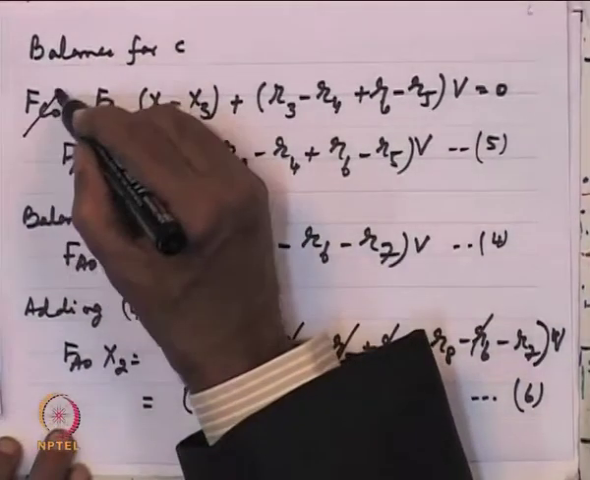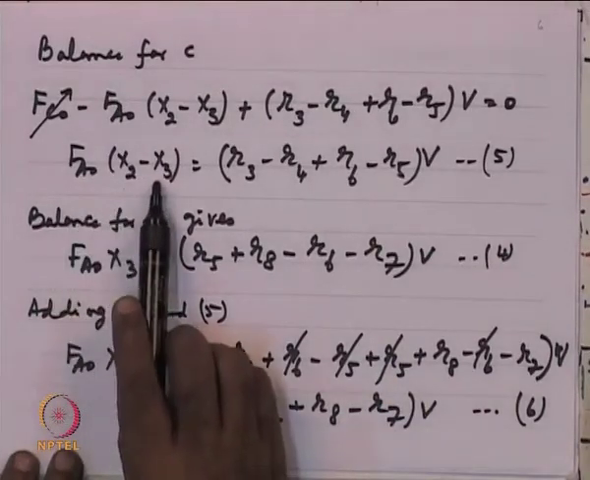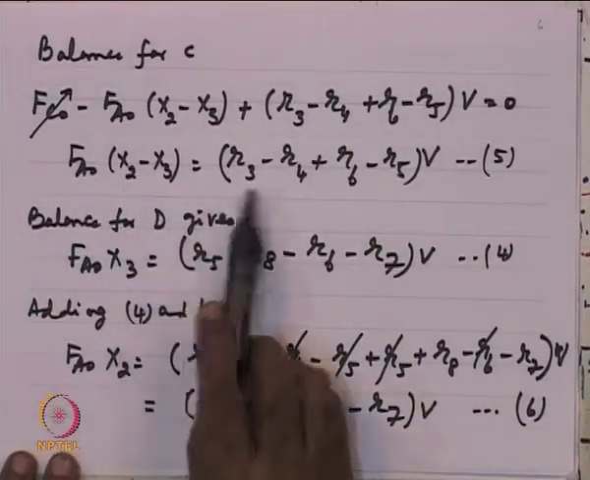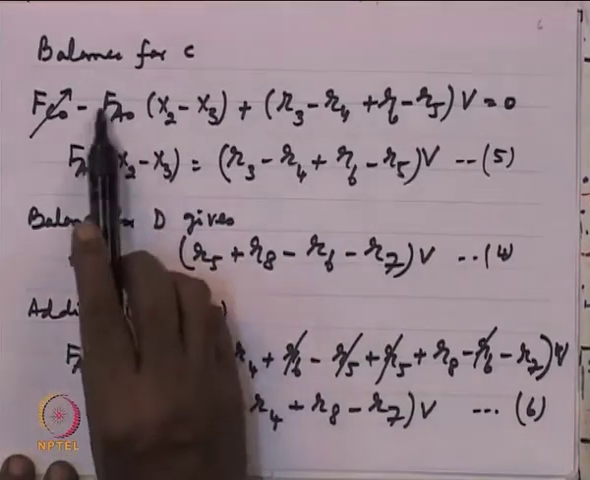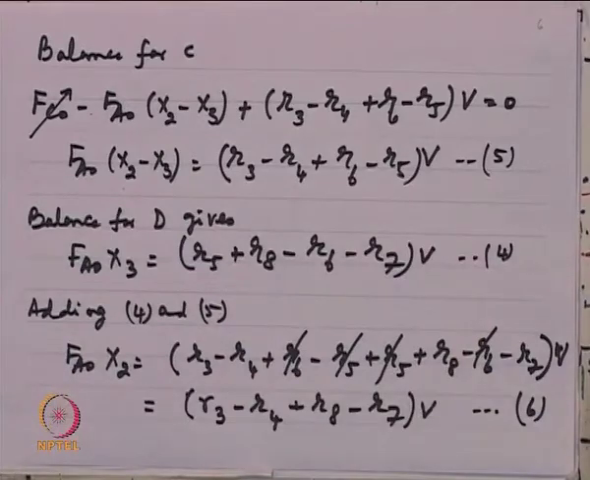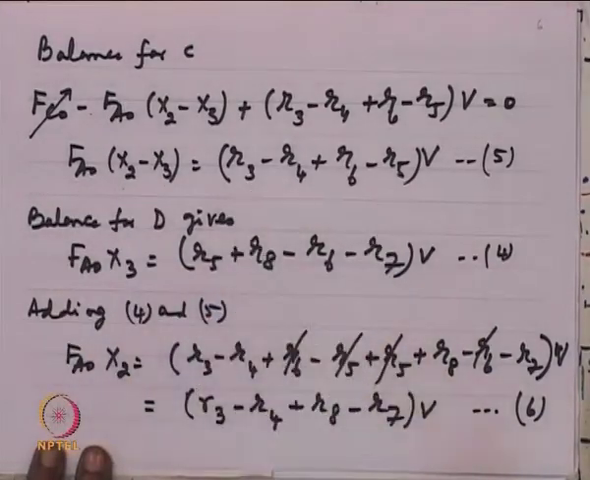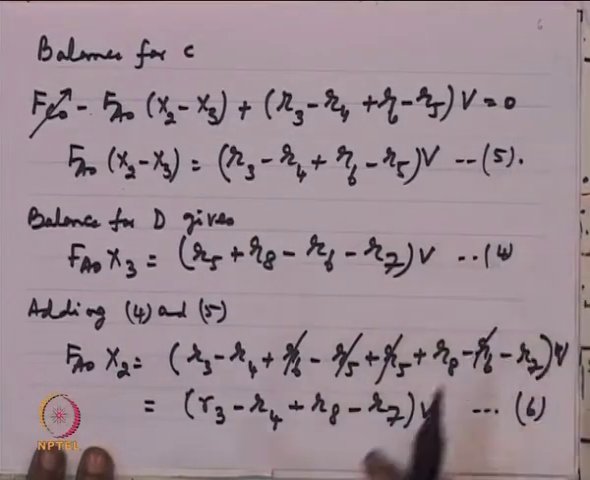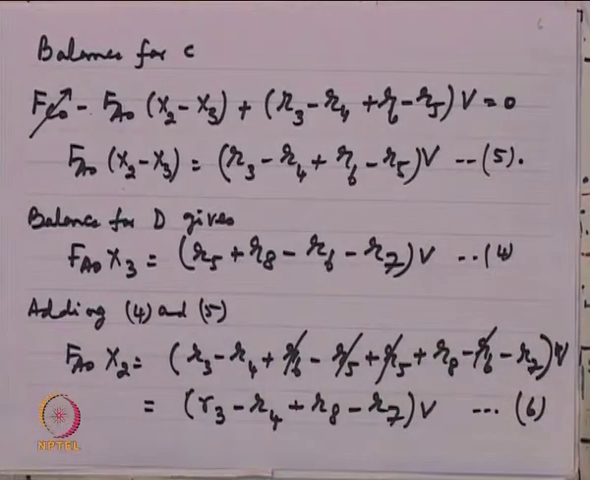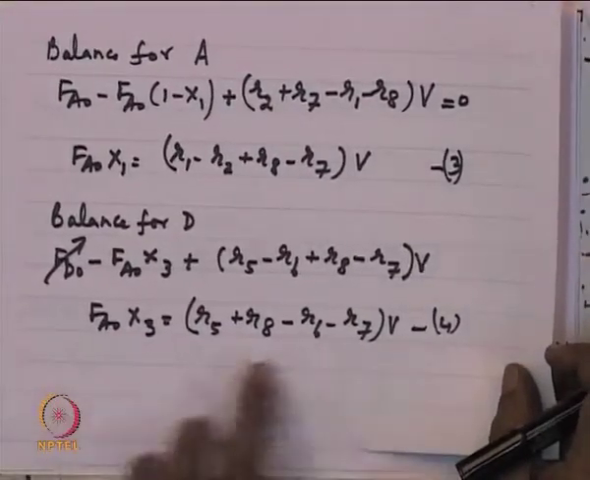So, since this is 0, I have just simplified it, and then it is written as FA0 times (X2 minus X3), and this is how it appears. Okay. Since there is a negative sign, I have written it in this form, showing that FA0 (X2 minus X3) is given by the right hand side, that I have denoted equation 5. Now, we have done a little bit earlier what FA0 X3 is. So, I have just put equation 4 once again.